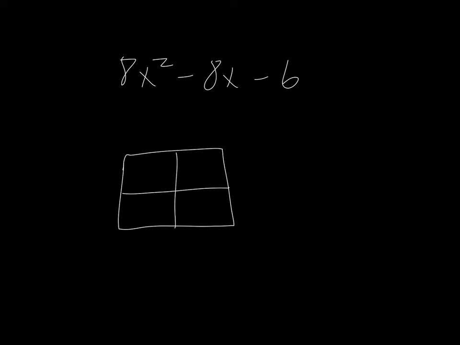So we know already that 2 goes into each one of them. 2 goes into 8x squared 4x squared times. If I multiply those, I'll get 8x squared. -8x, well, 2 times -4x is -8x. -6, 2 times -3 is -6. So this is the one that I need to be doing the box method on.